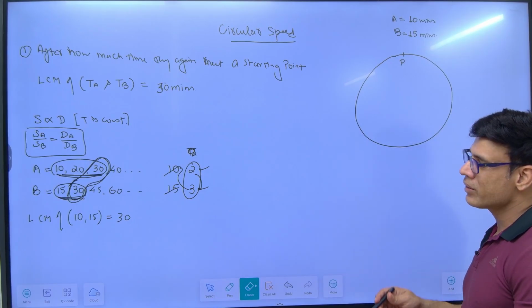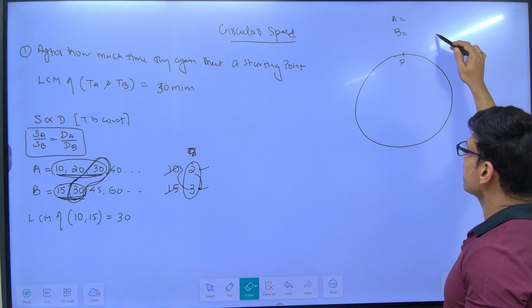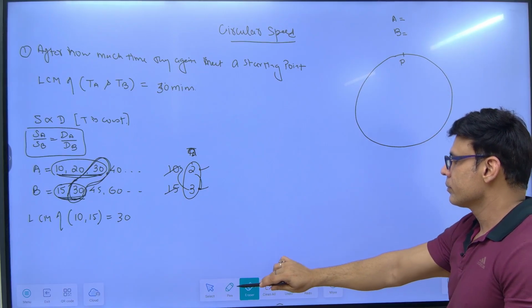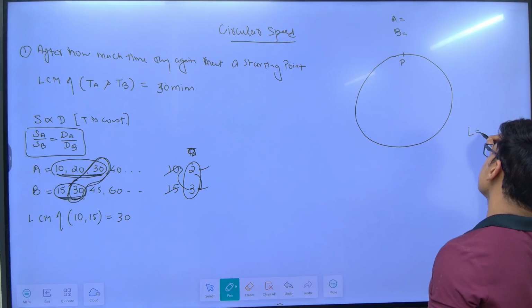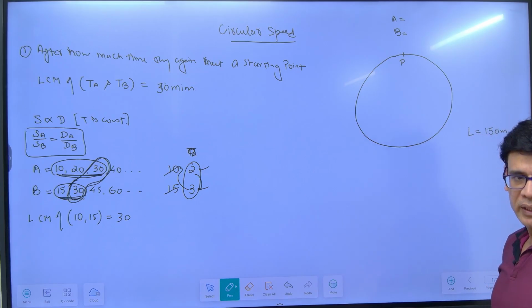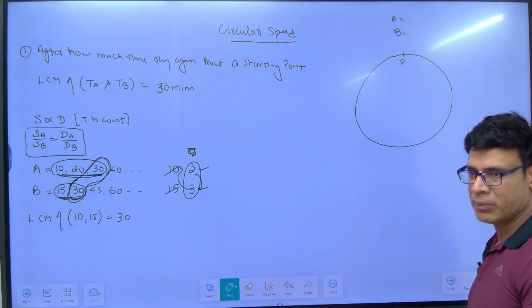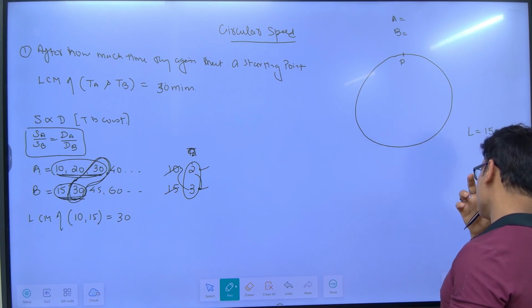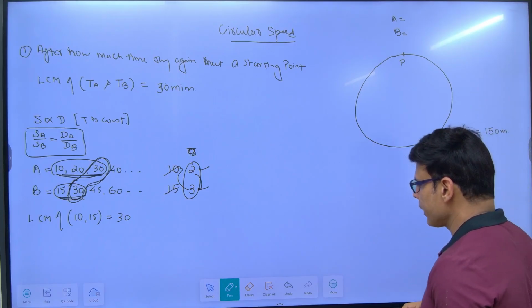Like in this case, length of track is not given to you, not needed. But what if the length of the track is given to you? So let's say the length of the track is 150 meters, right? See, if it is a circular track, they can give you the radius. You can find out the length of the track by using 2 pi r. So if the radius is given, then still you find out the length of the track, right?